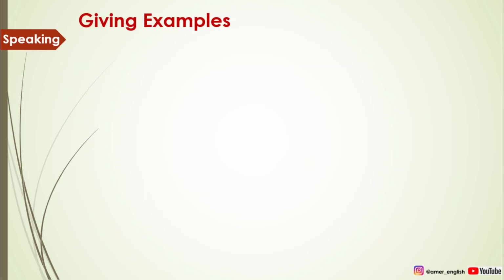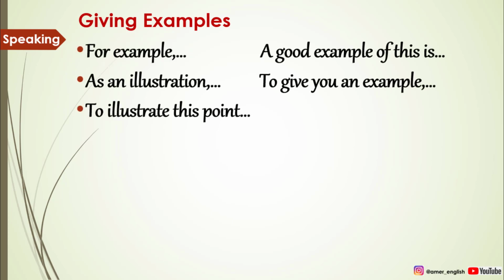Now let's talk about how to give examples to your audiences. And there are different ways and expressions that can help you give perfect examples. Look at this. For example, or you can say a good example of this is, or as an illustration, or you can say to give you an example, or you can say to illustrate this point, and you mention your example.